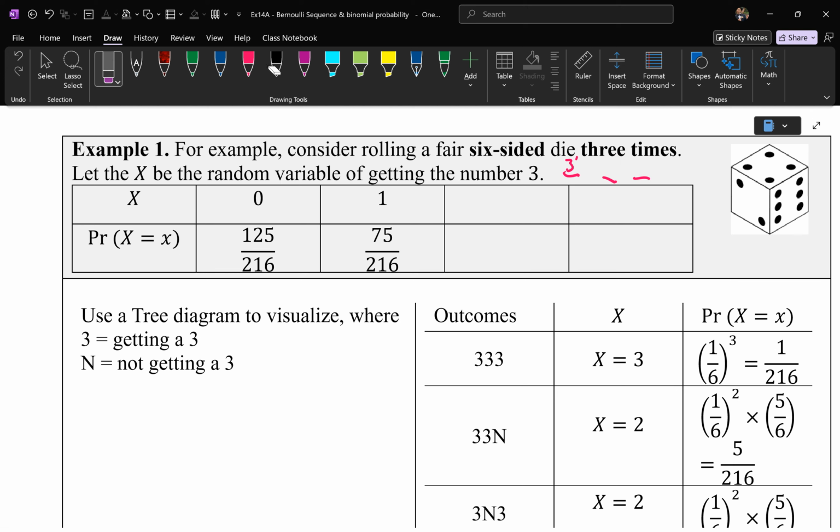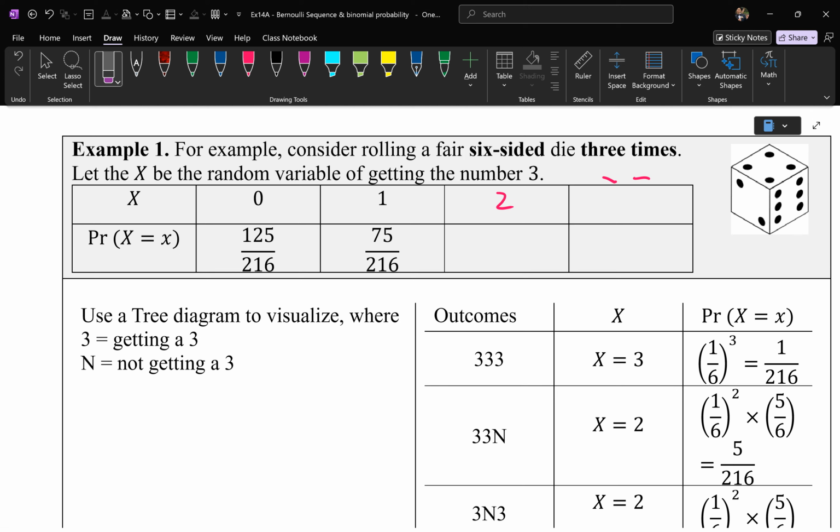Or maybe I could have not gotten a 3, but I get one 3, and then I don't get a 3. Okay, so that's another combination where I can have X being the number of 3s I get in the 3 rolls. I can get 1. Or I can get 2 3s.